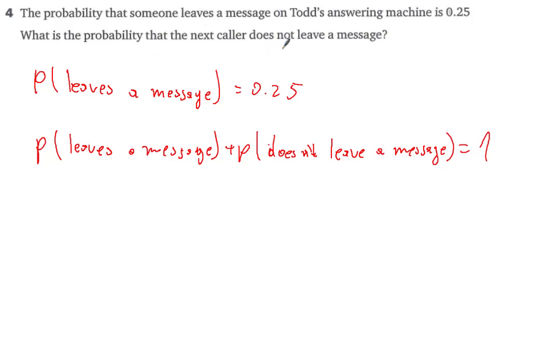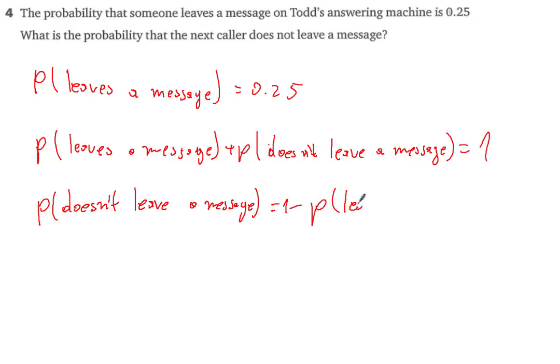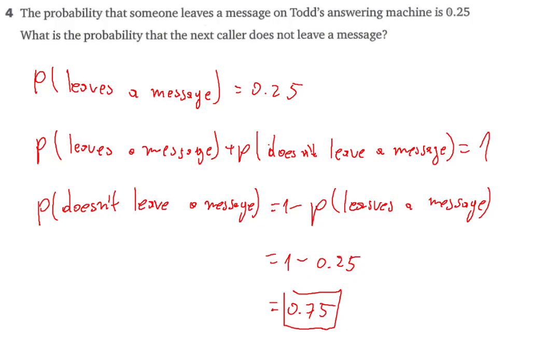The probability that the next caller does not leave a message will be 1 minus the probability it leaves a message. Actually, this is 1 minus 0.25, which is 0.75 or 75%. Next one.